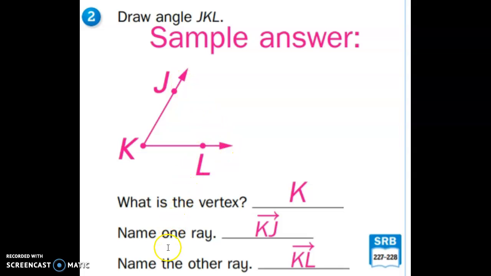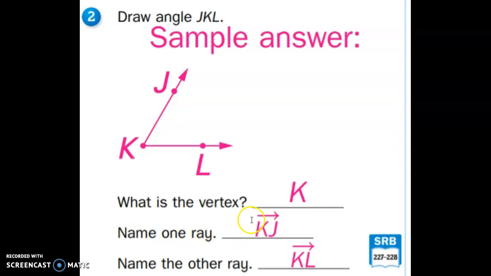But later on when I saw it said name one ray, then I went back and turned them, instead of line segments that were connected at the K, into rays that are joined at the K, that intersect at K. And K is our vertex because it's the middle letter. I could have done LKJ or JKL. No matter what I do, the K must be in the middle.